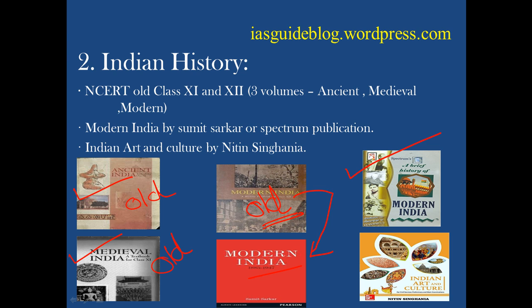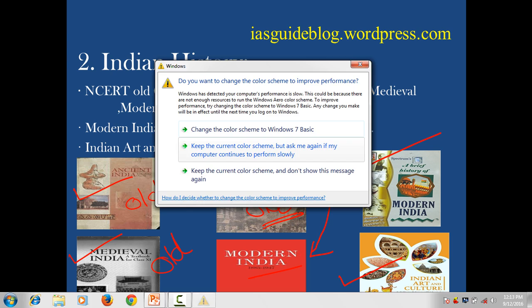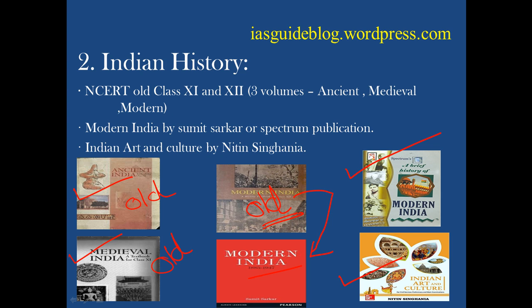And when it comes to culture, you should cover Indian Art and Culture by Nitin Singhania. It is a very good book, very nice book. Apart from these sources, I don't think you should be studying any other sources. Let us see which are the important concepts we have to cover in the Indian history section.